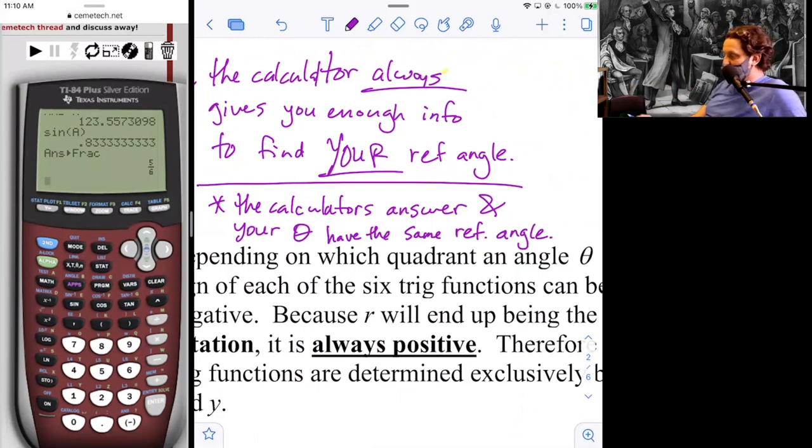So if it's not the one you want, it just comes down to, can you find the reference angle of the angle the calculator gives you? If you need to draw the calculator's angle so you get it in the right quadrant and then find the reference angle, that's fine. But once you have your reference angle in hand, you then go back to your diagram and you can find your angle. Okay.